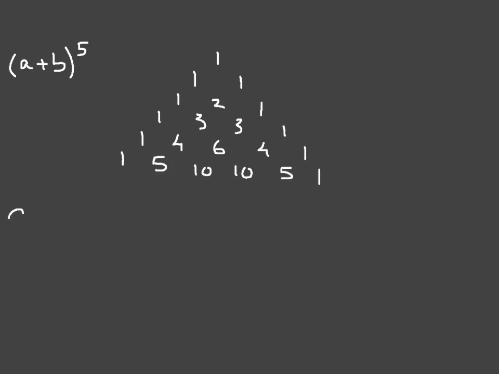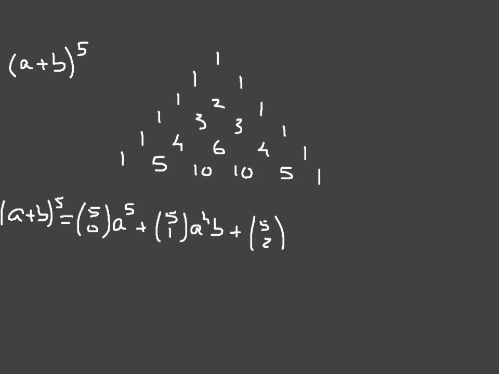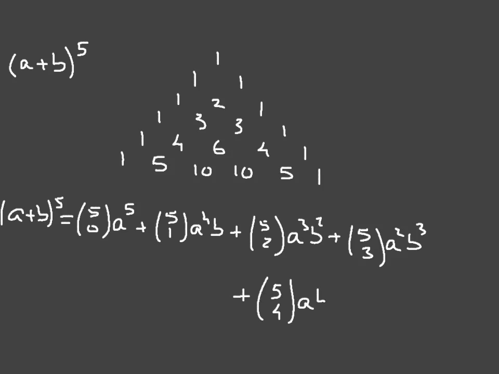Now, we know that a plus b to the power of 5 is equal to 5, 0 times a to the power of 5 plus 5, 1 times a to the power of 4 times b plus 5, 2 times a to the power of 3 times b squared plus 5, 3 times a squared times b cubed, and I'll write the other two terms below, plus 5, 4 times a times b to the power of 4, plus 5, 5 times b to the power of 5.